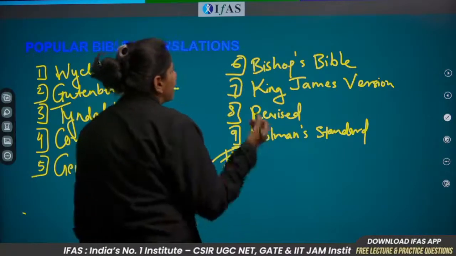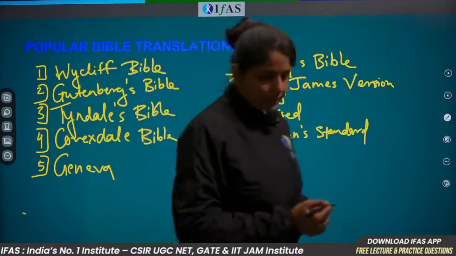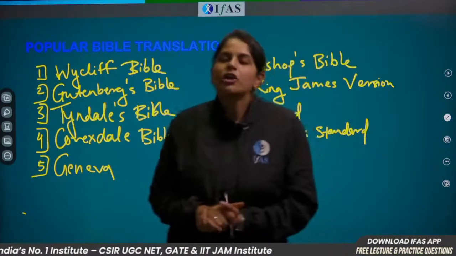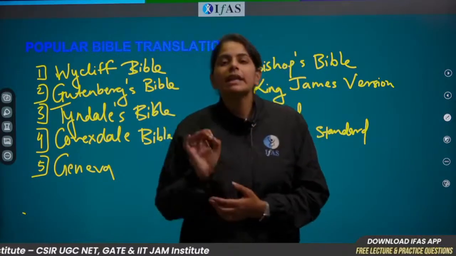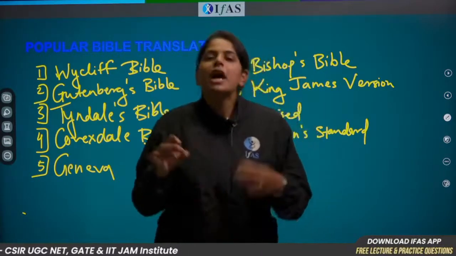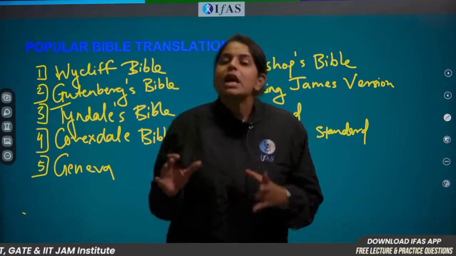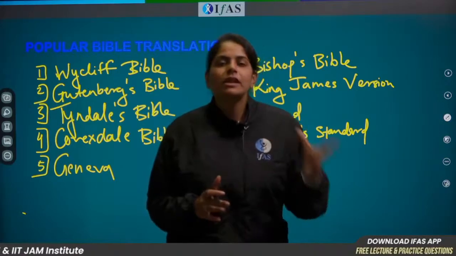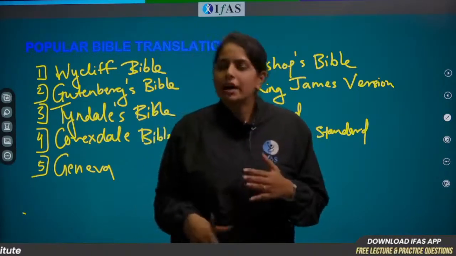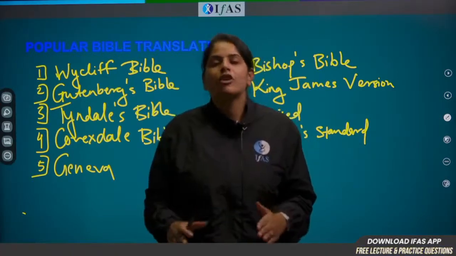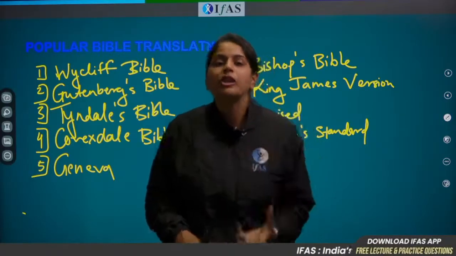Okay. So, actually, I was a little bit confused between the King James Version and then, it's okay. So, yeah, continuing. So, these are the 9 important Bibles, which are very important from the exam perspective, as well as being the Bibles related to English literature. So, whenever you are studying English literature, even if you are not preparing for any exam, do read these Bibles or at least get knowledge about them.